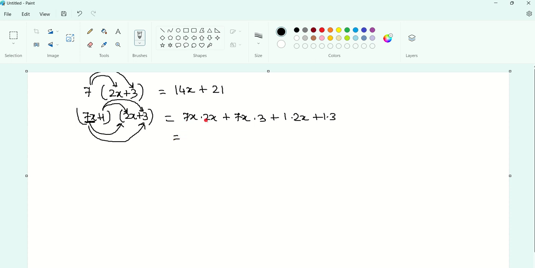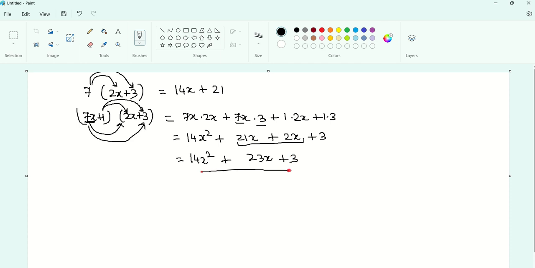So what is this? 7 into 2, 14x into x square, plus 7 into 3, 21x, plus 1 into 2, 2x, plus 1 into 3, 3. So what is this? 14x power 2, plus 21 plus 2, 23x. Now you can see these are two like terms, and plus 3. This is the answer. So if only one number is there, we will multiply this with this, so we will get two terms. But if there are 2 plus 2, 4 terms there, you will get 4: 1, 2, 3, and then 4.